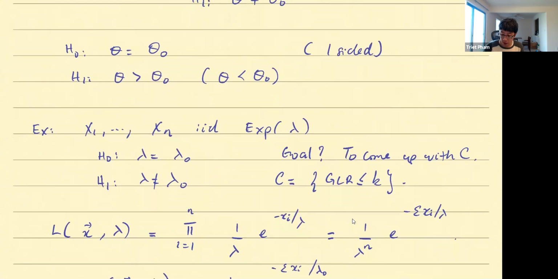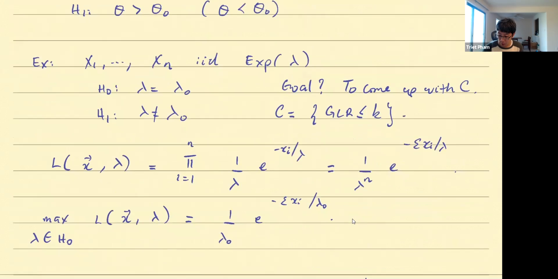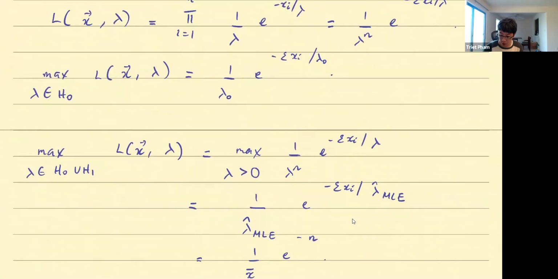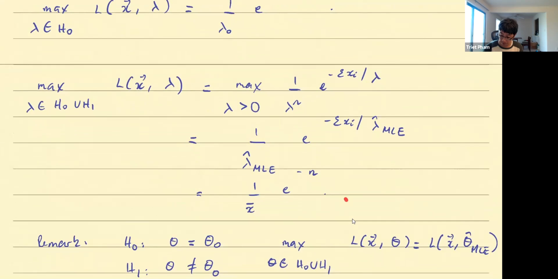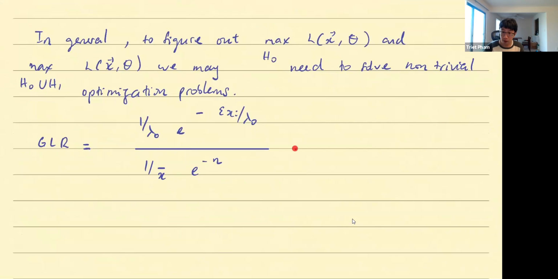So now, once we have the particular setup like this, the task is to figure out what the GLR is, which is what we're doing here. So we figure it out. Then what's the second task? The second task is to figure out what C is. That's all you can say now.